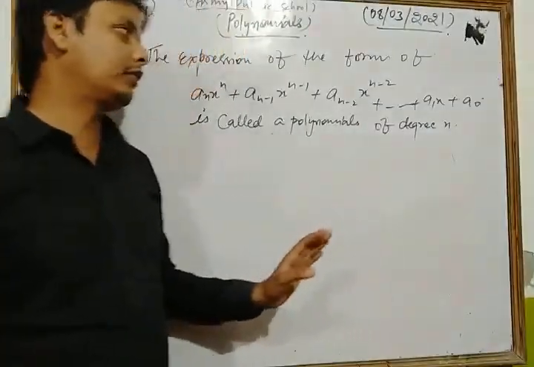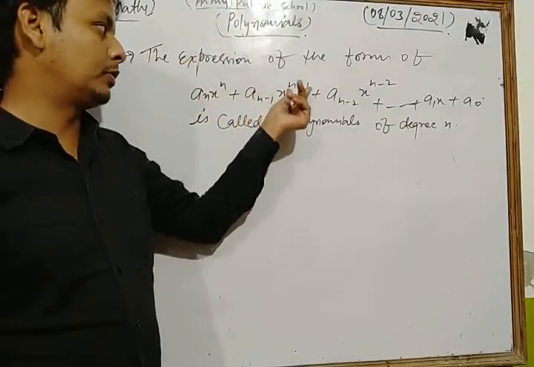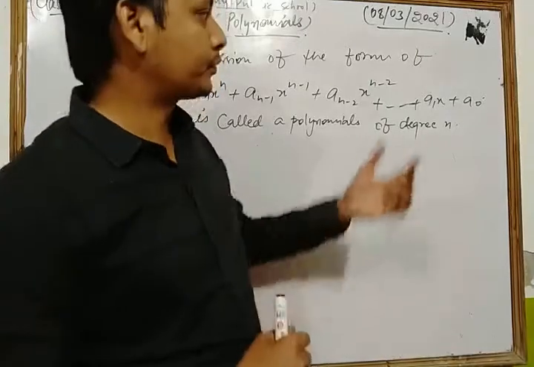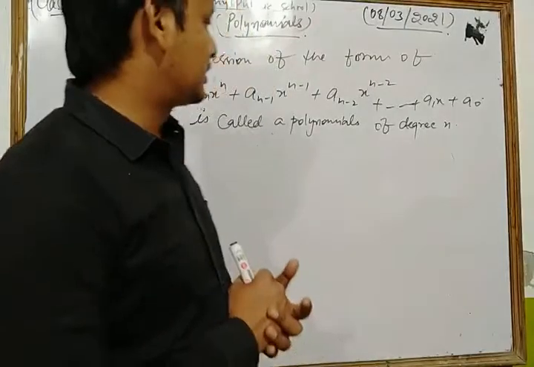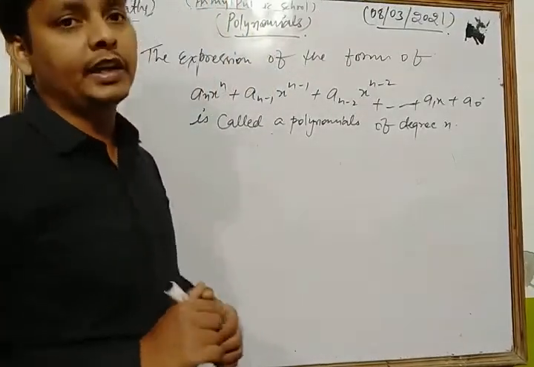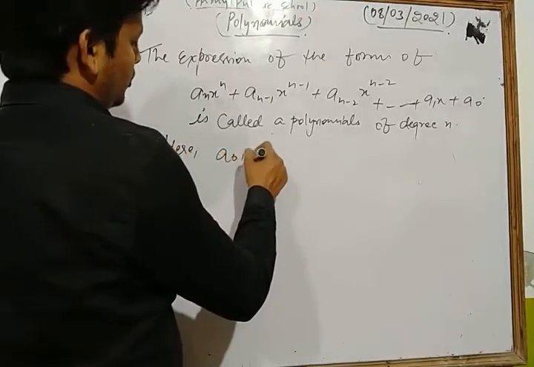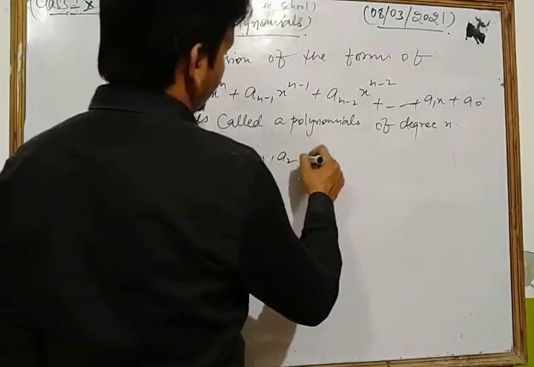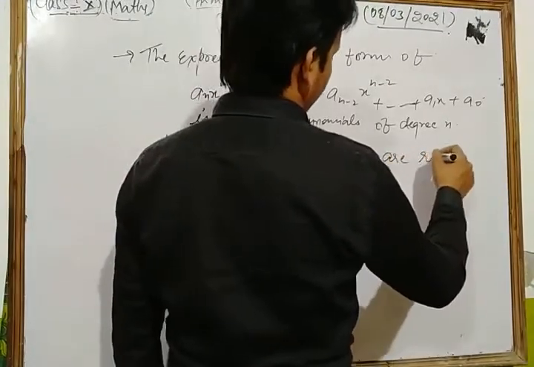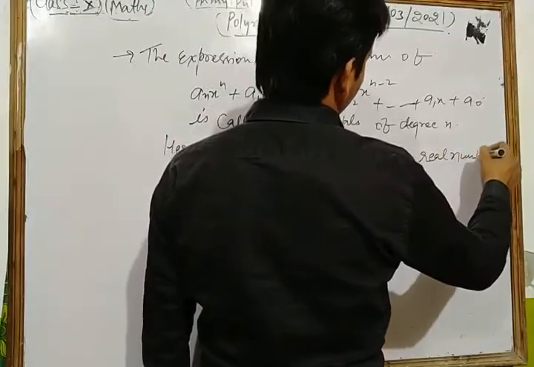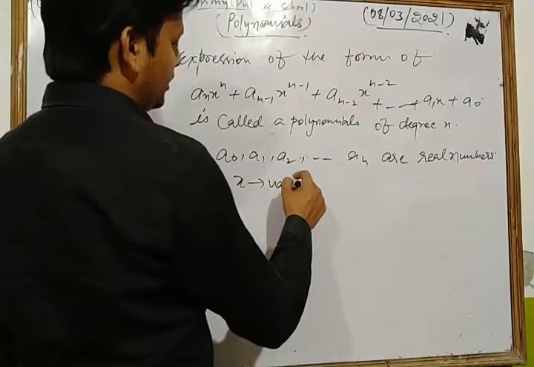The expression of the form a_n x^n plus a_(n-1) x^(n-1) plus a_(n-2) x^(n-2), and so on, plus a_1 x plus a_0 is called a polynomial of degree n. Here a_0, a_1, a_2, and so on up to a_n are real numbers, and x, you know very well, is the variable.